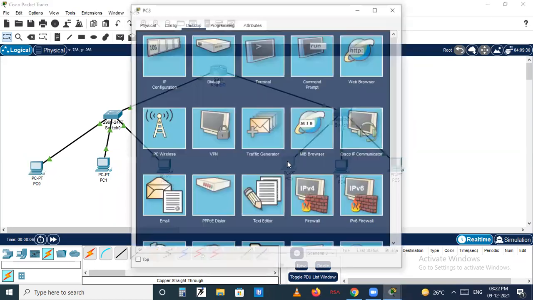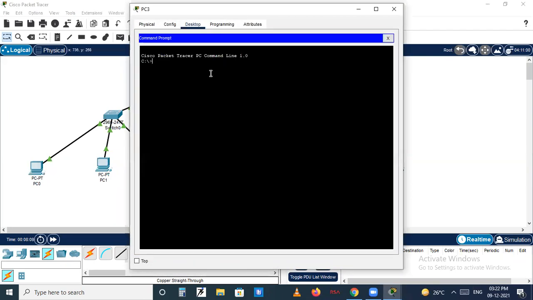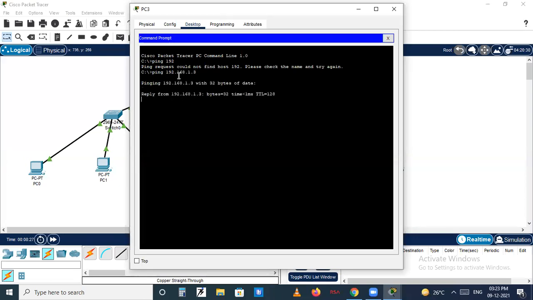So let me check. Its IP, I think, is 192.168.1.1. So ping 192.168.1.3. Okay, last one. Yes, reply from the third, no problem.